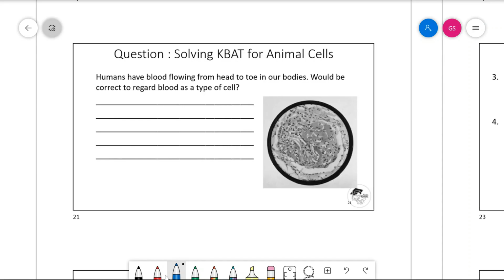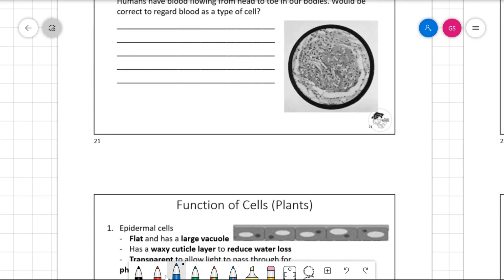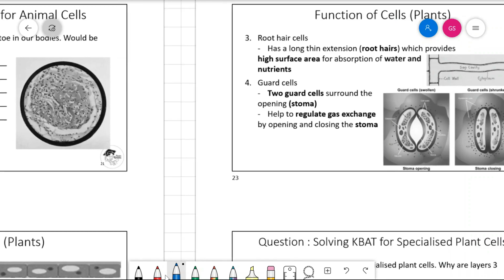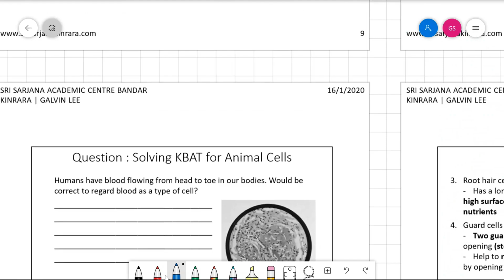Today we're going to look at our Form 1 Science Chapter 2, after unicellular organisms and multicellular organisms. We will be taking a look at the way that animal cells and plant cells come together and how they work.